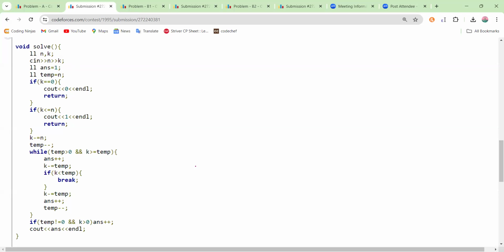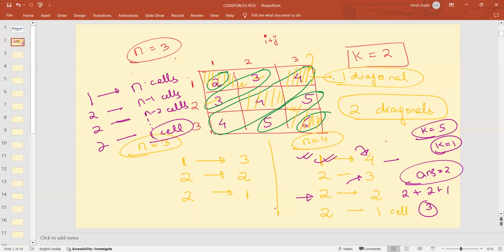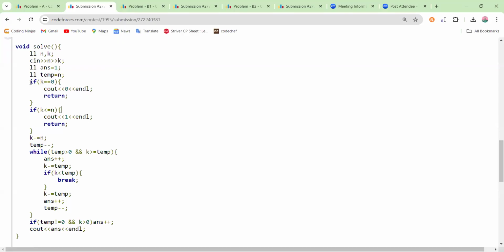Since we have started filling from the diagonal that contains the maximum number of cells, how many cells is it containing? It is containing n cells, right? So we initialized our value of temp with n. Now, if the value of k is 0, that is, the number of chips that need to be filled is 0, we can simply print 0. That is, there will be no diagonals that will be occupied, right?